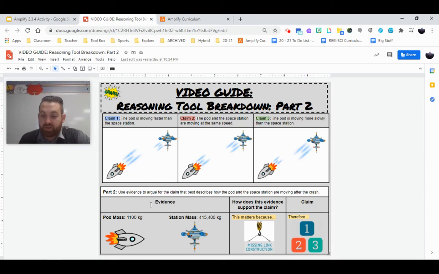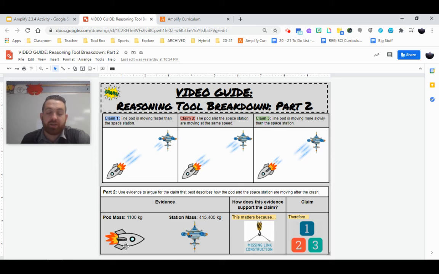So let's go ahead and take a look at the actual reasoning tool itself. When you get into the reasoning tool, they're going to give you this set of evidence. Obviously, the first one is that the pod mass was 1,100 kilograms. We know this from our earlier reasoning tool. But we also know that the space station was 415,400 kilograms, give or take. So this evidence here should hopefully help us connect to one of the three claims you pick.